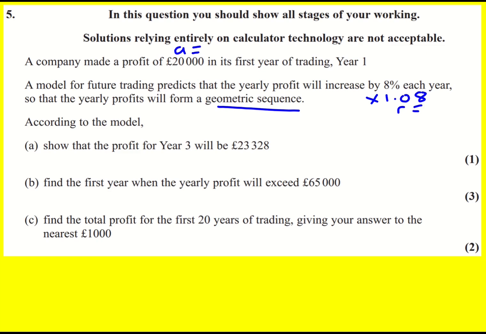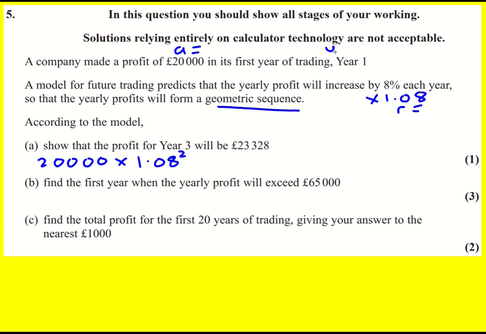Show the profit for year three will be 23,328. Well, year one is 20,000. Year two would be 20,000 times 1.08. Year three, we would just times it by that again to get 1.08 squared. Notice it's not cubed because we're actually only timesing by 1.08 twice.